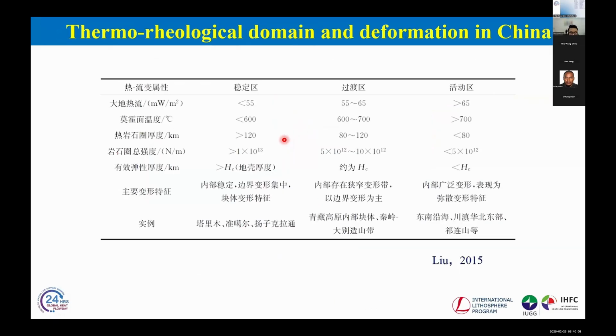So I also gave a summary about the tectonic domain for the China continent. Like this one, for the stable area, the transition area and the mobile area, they have different thermal structure and rheology. We use a lot of terms to describe them, such as the heat flow, Moho temperature, thermal lithosphere thickness, the total strength, and the effective elastic thickness for the lithosphere. We can see they have different numbers. So we also give the case for them like this one.